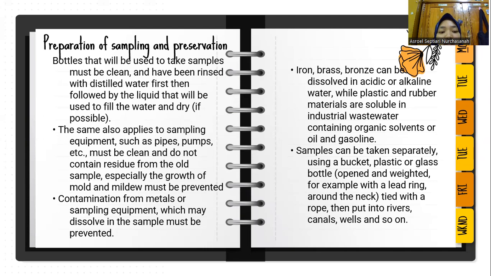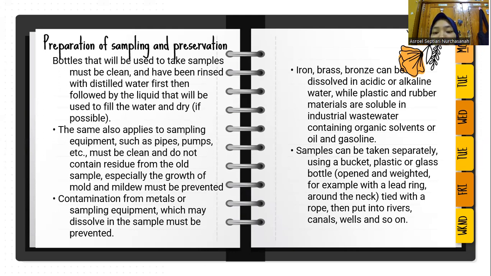Contamination from metal in sampling equipment, which may dissolve in the sample, must be prevented. Iron, brass, and bronze can be dissolved in acidic or alkaline water, while plastic and rubber materials are soluble in industrial wastewater containing organic solvent or oil and gasoline.